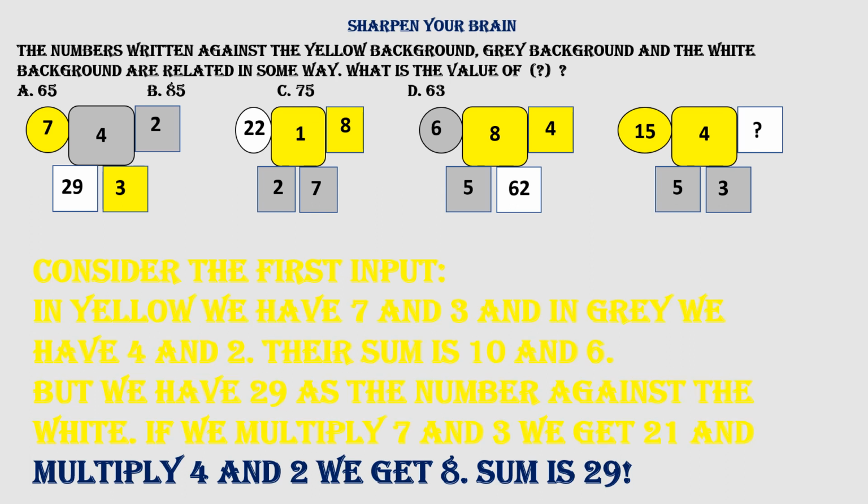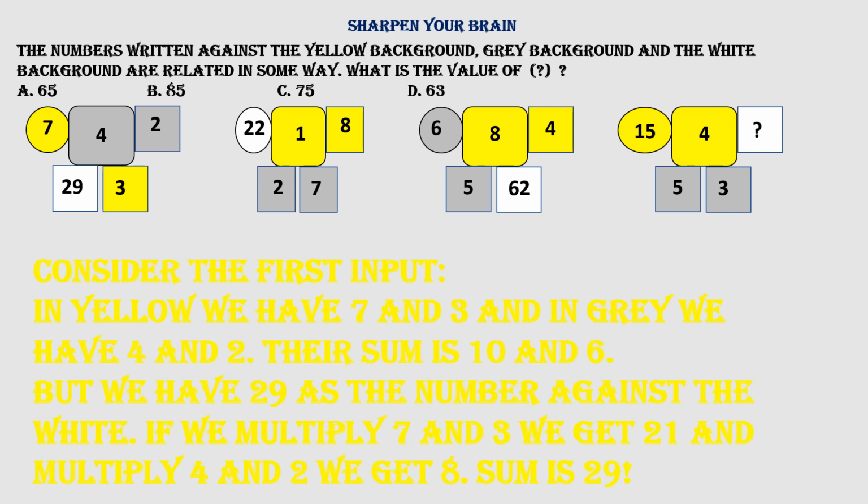Consider the first input. In yellow we have 7 and 3. And in gray we have 4 and 2. Their sums are 10 and 6. But we have 29 as the number against the white. If we multiply 7 and 3 we get 21, and multiply 4 and 2 we get 8. The sum is 29.